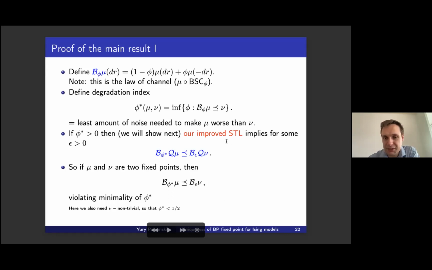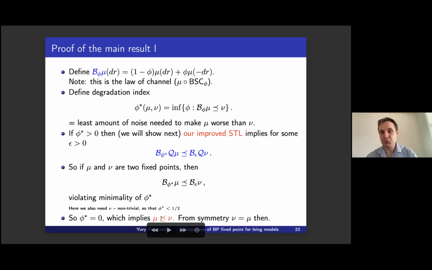But this violates minimality of phi star, so something is wrong here, right? Because we selected phi star so that that's the minimum amount we need to add to mu to make it worse than nu. But now all of a sudden we proved that phi star minus epsilon is enough. So the only assumption we made is this one, so this means phi epsilon is 0. But if phi epsilon is 0, this means mu itself is less than nu. There is some continuity argument here, but it works okay. Just trust me, right?